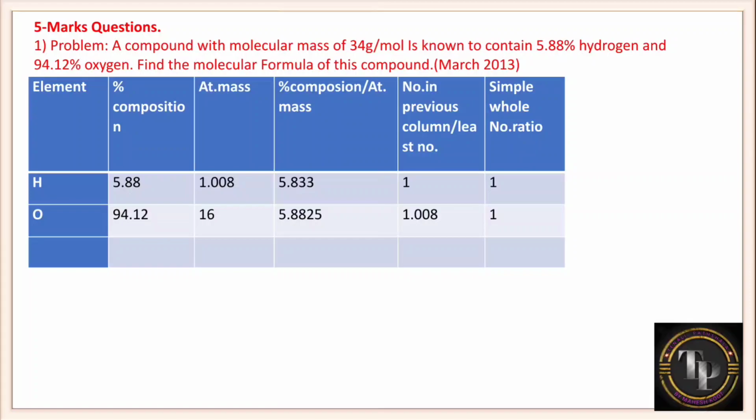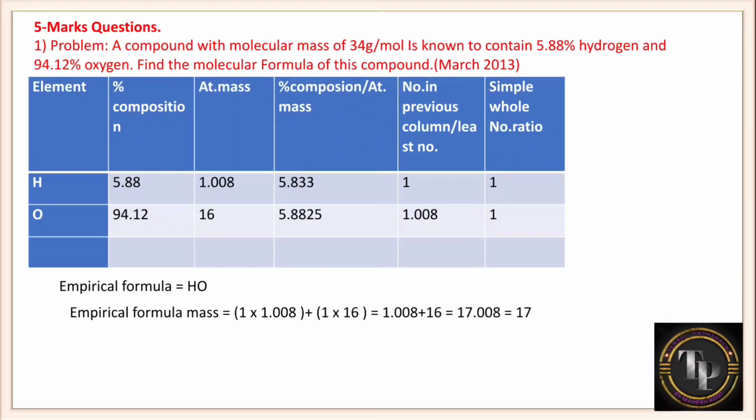Therefore, the empirical formula: how many hydrogens are there, guys? 1. How many oxygens are there? 1. So the empirical formula is HO. To find the molecular formula, you must calculate the empirical formula mass. So empirical formula mass is 1 into 1.008 for hydrogen, plus 1 into 16 for oxygen. 16 plus 1.008, you get 17.008, which is approximately equal to 17.